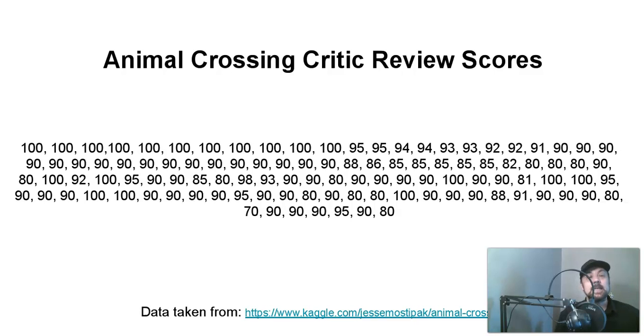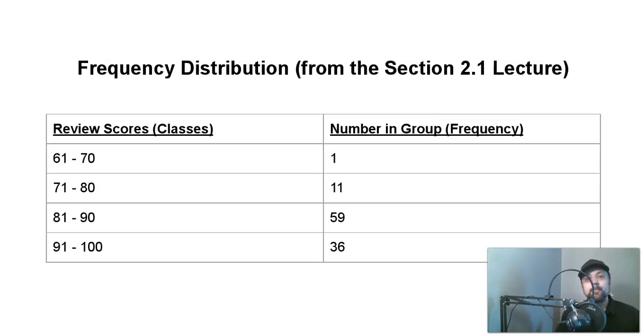We're going to go back to the same data that we used in the videos for section 2.1 and 2.2, which is the critic review scores for the game Animal Crossing. I probably shouldn't say it that way, because that makes it sound like it's all of the critics' review scores, which I don't know and would assume is probably not the case. So this is a sampling of critic review scores of the game Animal Crossing. This is the data set that we've been working with throughout the entire chapter, and we'll probably continue to use it in the videos for the next chapter as well.